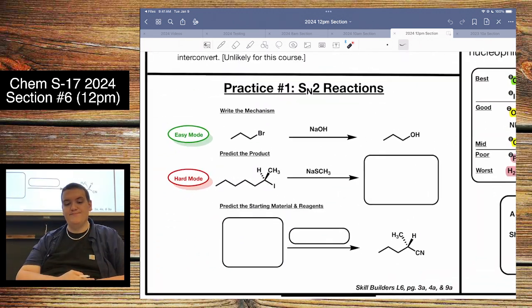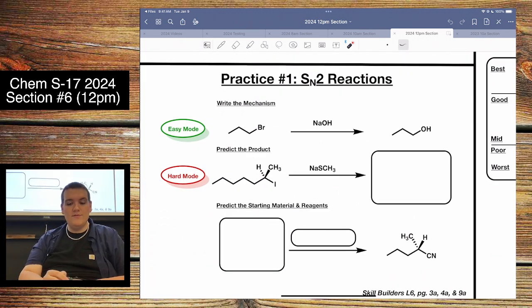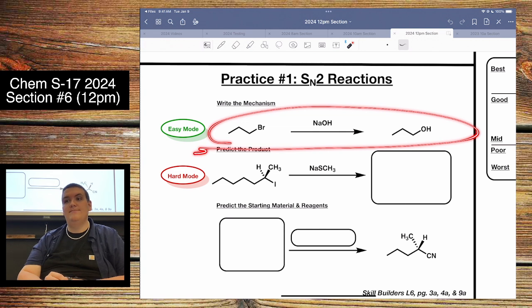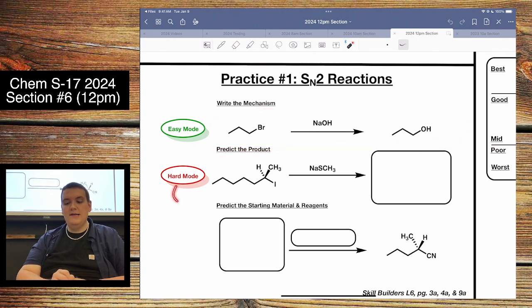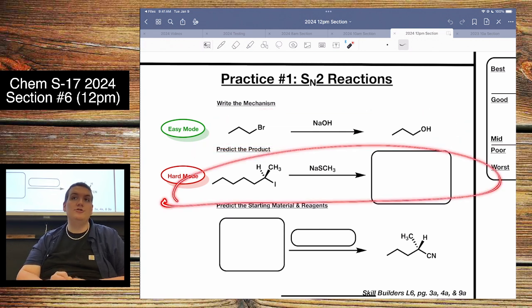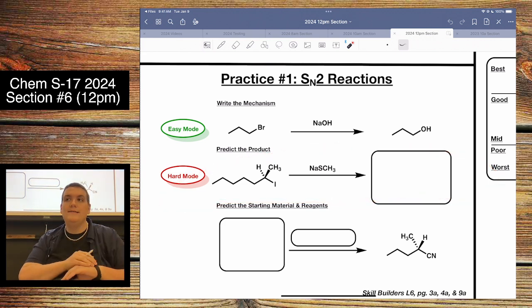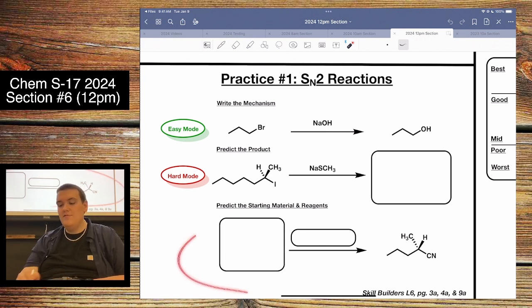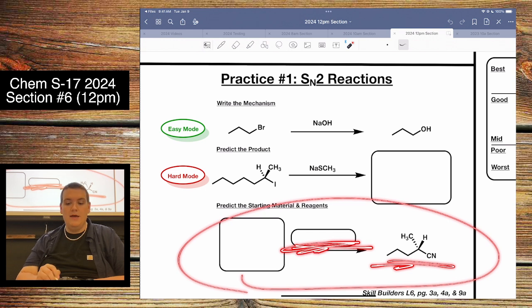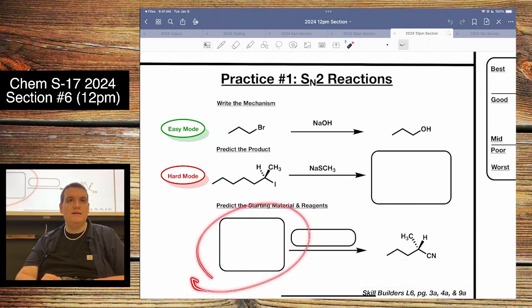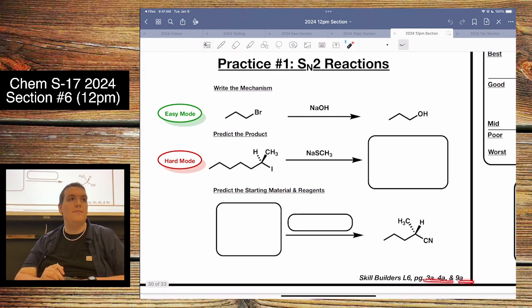Let's start off with some practice. So the practice, the first one's really easy. It's just writing a straight up mechanism. Second one is predicting the product with the correct stereochemistry. And there are a couple ways that you can draw that product. And so we'll talk about both ways that we can draw the product with the correct stereochemistry. And then the last one, we've given you a product. You have to identify what reagent here was the nucleophile, and then draw a starting material molecule that has the correct stereochemistry. And these are on pages 3, 4, and 9 of the problem set.